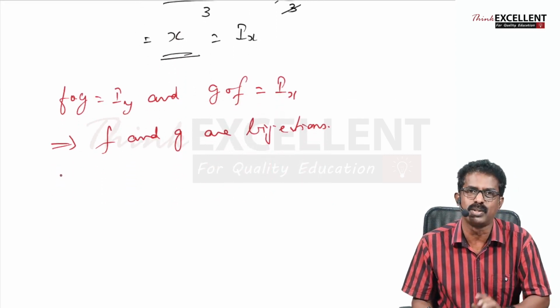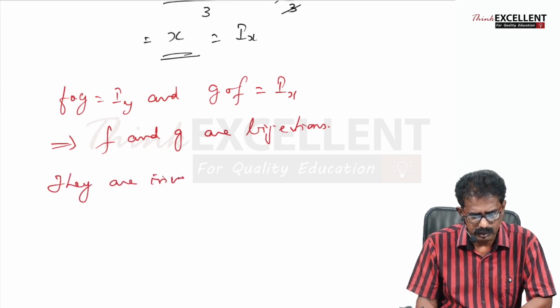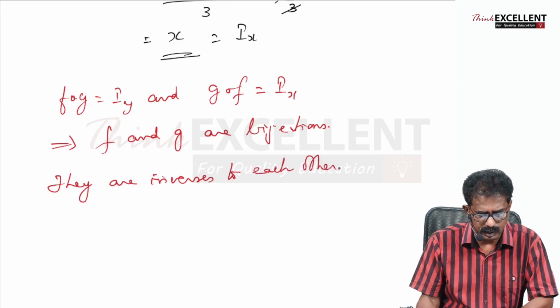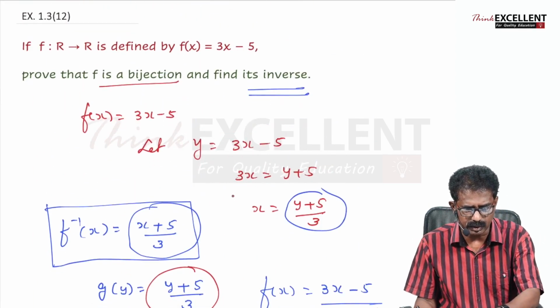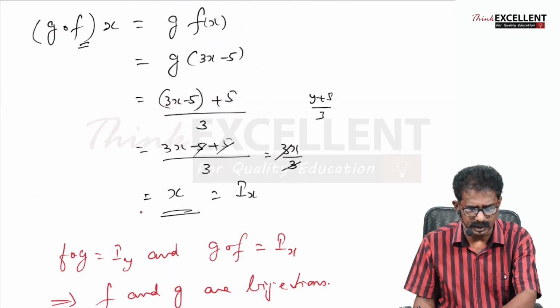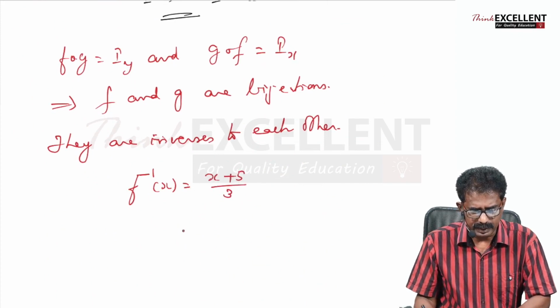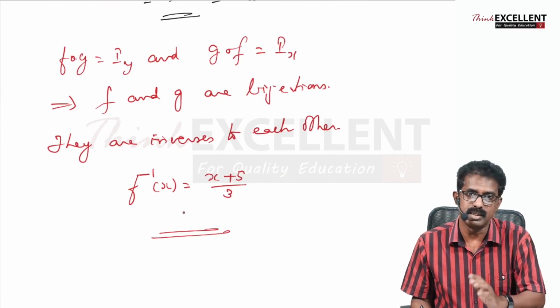Whatever they ask, this is what you have to do. They are inverses to each other, and also F inverse of X, that is G. Albert already written, right? F inverse of X is X plus 5 by 3. So this type of question you practice, it's very important. Domain important, range important, and this is another important thing.